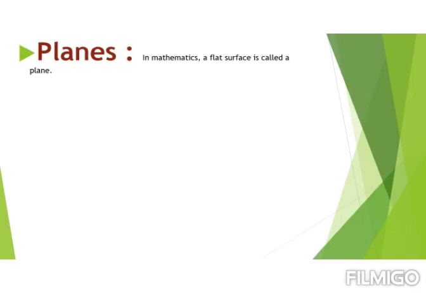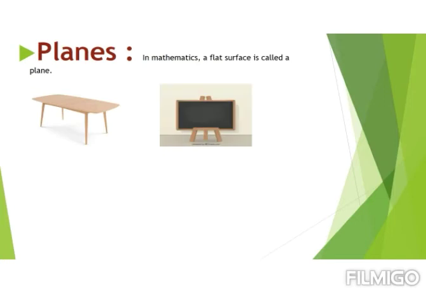Plane. In mathematics, a flat surface is called plane. A flat surface means what? We'll take an example of a table. A tabletop is flat. Is it cylindrical shape? No. Is it rounded? No. It is just a flat plain surface. Then next example, we can take a blackboard. Is it curved? No, it's a straight flat surface. So these flat surfaces are known as plane. Whenever we draw geometrical figures, we always need a plane surface.